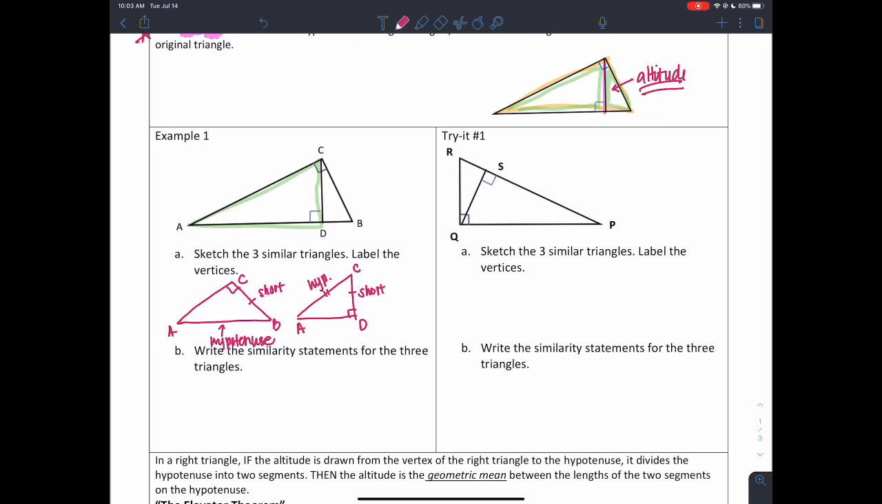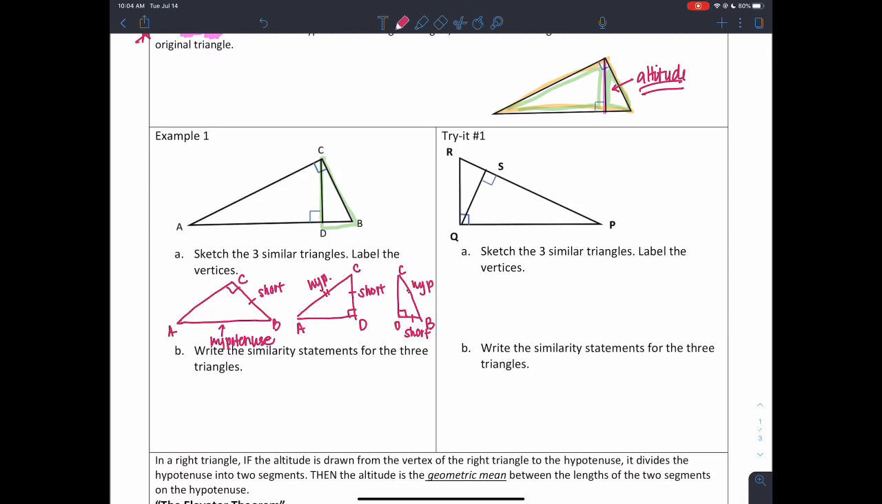Okay, now let's draw our third triangle, which is CDB. Okay, D is our right angle, C is up top, and B is on the side. Now our short side here is DB. And our hypotenuse is CB.